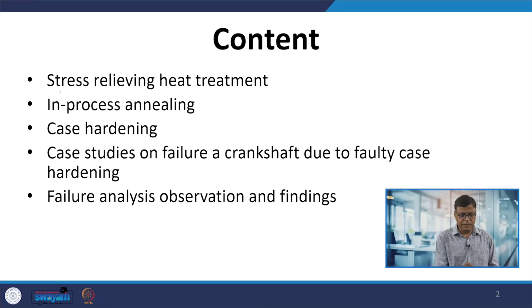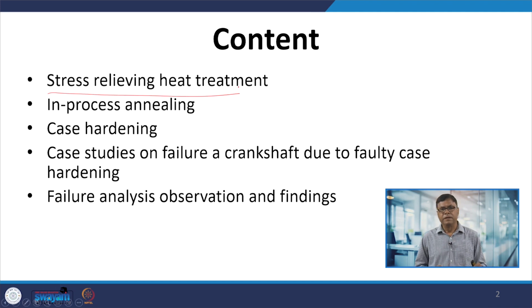In this presentation, first of all, we will try to understand the various approaches and methods which are used for case hardening, and also the special heat treatments which are carried out for better manufacturing and for improving performance. As far as the content is concerned, we will be talking about the stress relieving heat treatment. During manufacturing processes like casting, welding, forming, and heat treatment, a lot of residual stresses are induced. So, it is good to relieve the residual stresses to improve the performance.